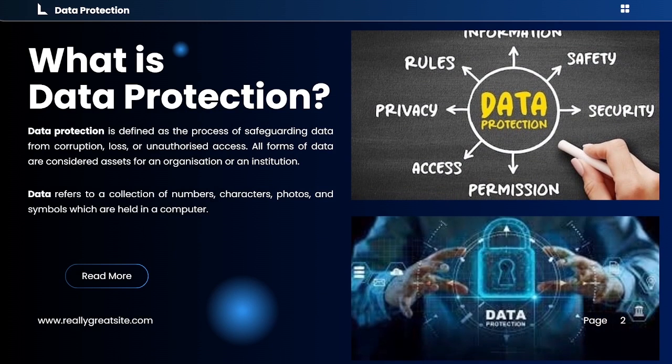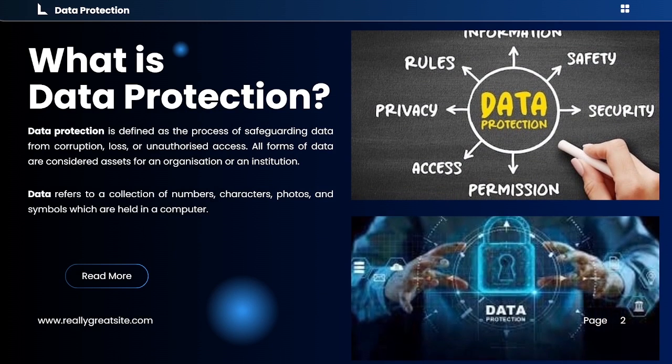What is data protection? Data protection is defined as the process of safeguarding data from corruption, loss, or unauthorized access. When we say data, we are referring to a collection of numbers, characters, photos, and symbols which are held in a computer.